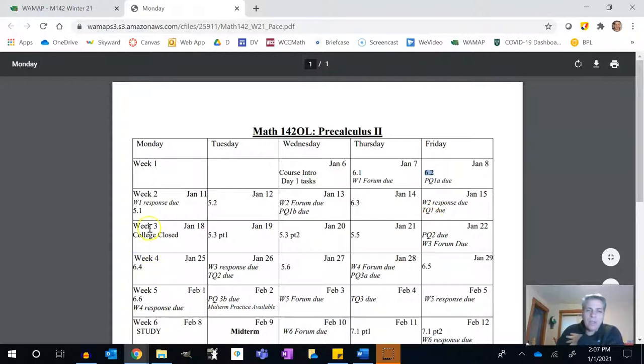6.2 by Friday. If I look at week 3, I make sure that I have this done by Thursday. Again, you can always look at them early as well.